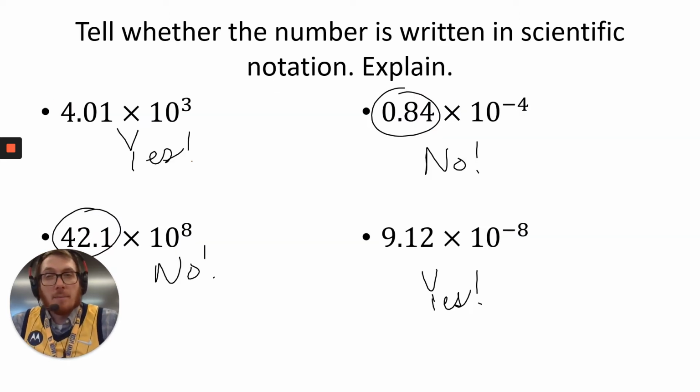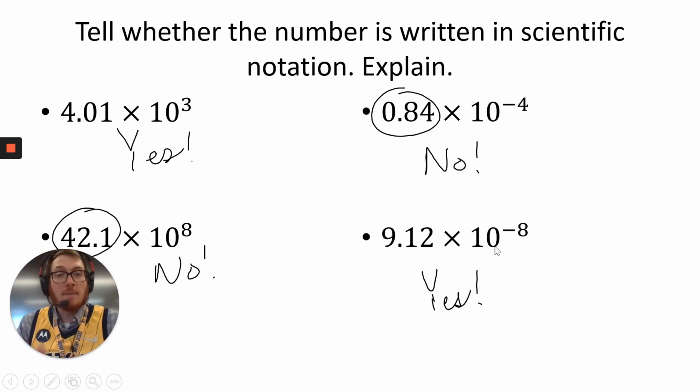So if we want to determine if something is scientific notation, we look at two things. First off, is this number between 1 and 10? Essentially, yes, because it's a 4 in front of the decimal place, and the pieces after the decimal point, times 10 to an integer, looks good. This one over here, 0.84, is not correct scientific notation because it's not greater than or equal to 1. The next one, 42.1, automatically not scientific notation because 42 is greater than 10. The last one, 9.12, that's in good shape. Times 10 to the negative 8, the fact that it's negative is okay as long as that's an integer. So that one is okay as well.